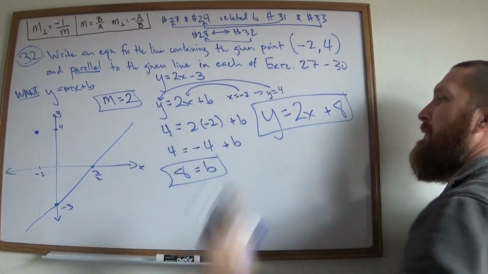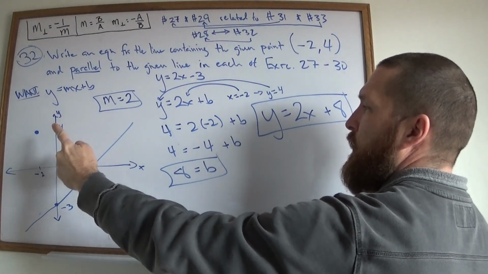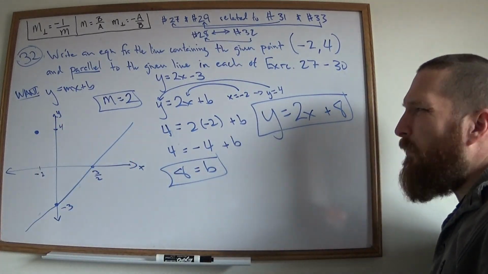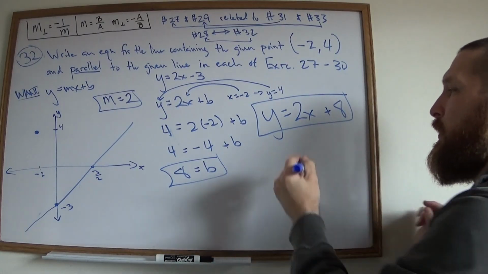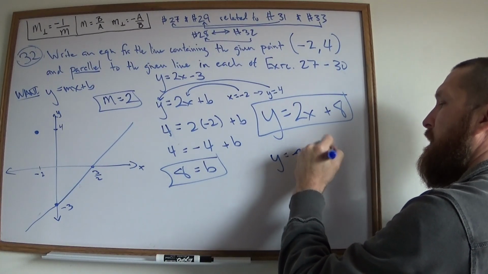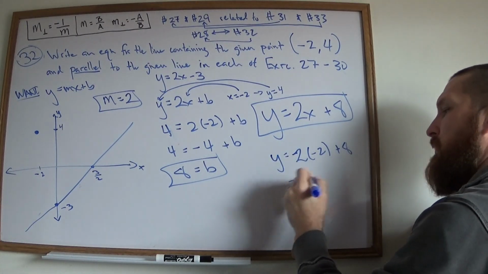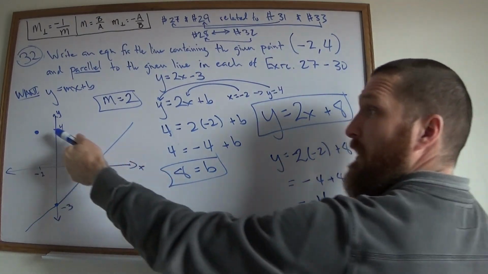Now let's assess and see if this makes sense. It goes through this point. Does it go through that point? Plug in a -2. That's what we just did, but let's just check. We have 2 times -2 plus 8. 2 times -2 is -4, plus 8 is a positive 4. So yes, it goes through there.